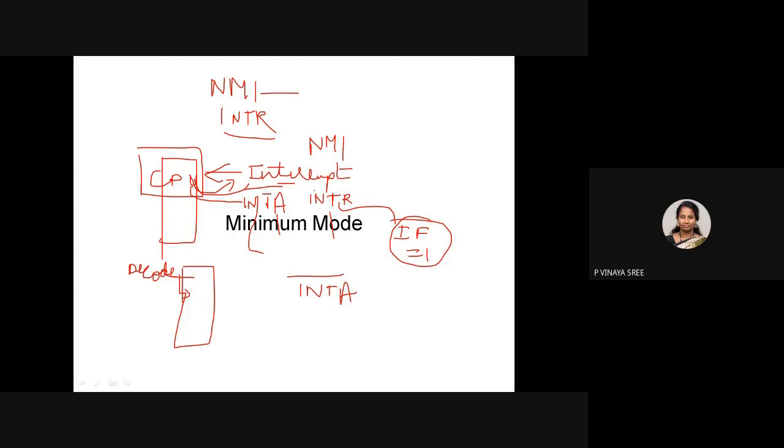But whether it executes the next instruction in the main program or provides a service, if it is INTR, will be based on IF. So if IF equals 1, then it will not execute the next instruction. It has to provide the service. For that, it gives an acknowledgement to this INTR saying that I will be providing a service, with the help of an acknowledgement pin called INTA, interrupt acknowledgement.